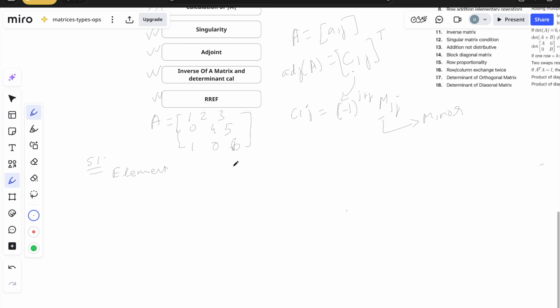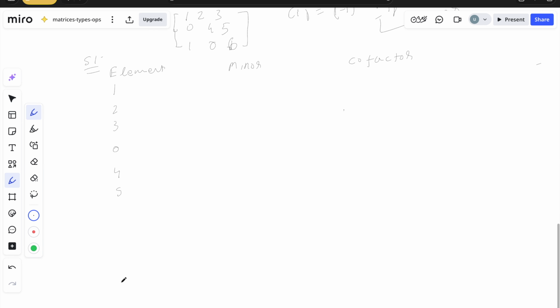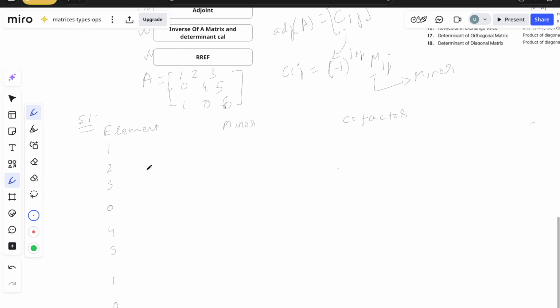Then we have the minor, the Mij for each element, and then finally we have the cofactor. Let's start. We first list down the elements that we have: 1, 2, 3, 0, 4, 5, and going down we have 1, 0, 6.